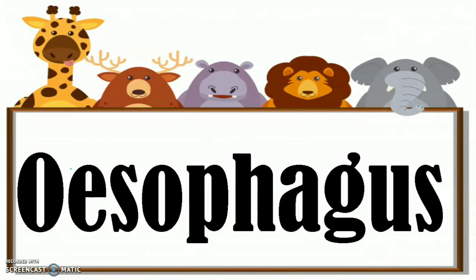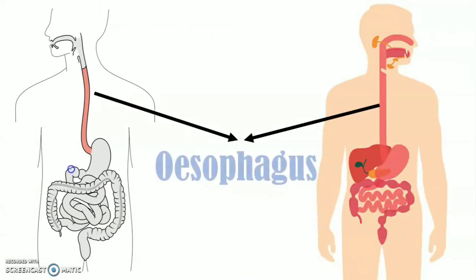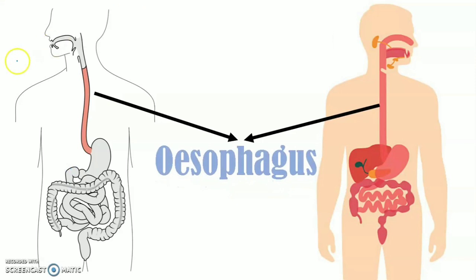After the digestion is done in the mouth, all the food that we have is made into a ball, and that ball is known as the bolus. Then the food comes to the esophagus. So you see this tube right here, this is the esophagus, and this one as well. So this is the esophagus.